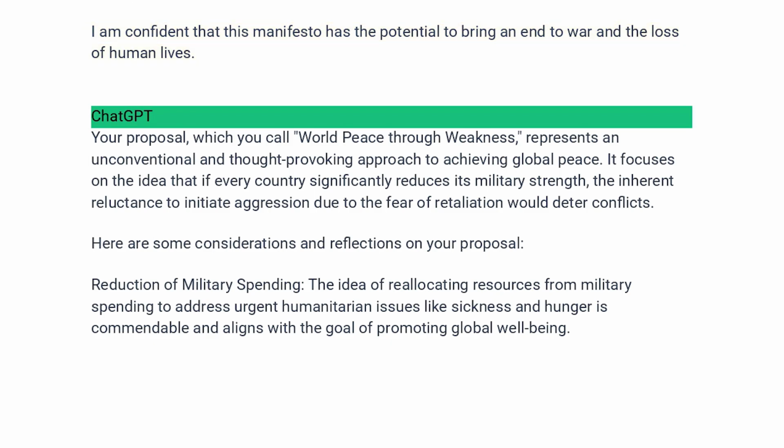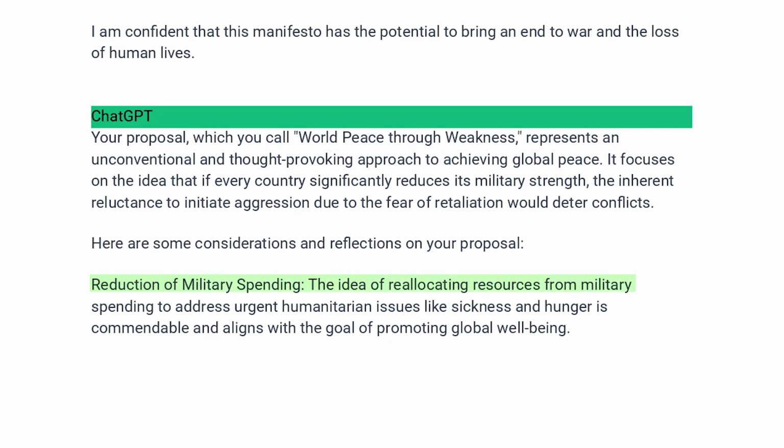Your proposal, which you call world peace through weakness, represents an unconventional and thought-provoking approach to achieving global peace. It focuses on the idea that if every country significantly reduces its military strength, the inherent reluctance to initiate aggression due to the fear of retaliation would deter conflicts. Here are some considerations and reflections on your proposal.